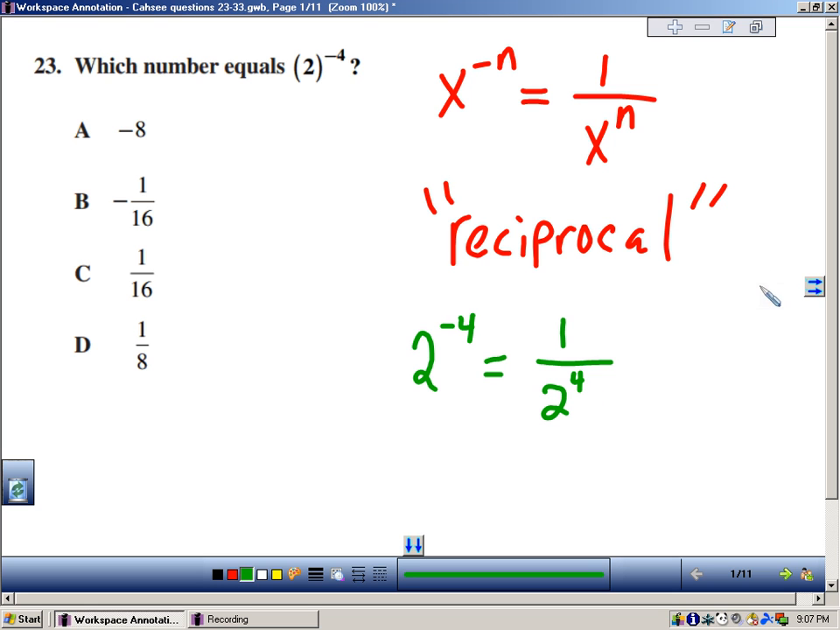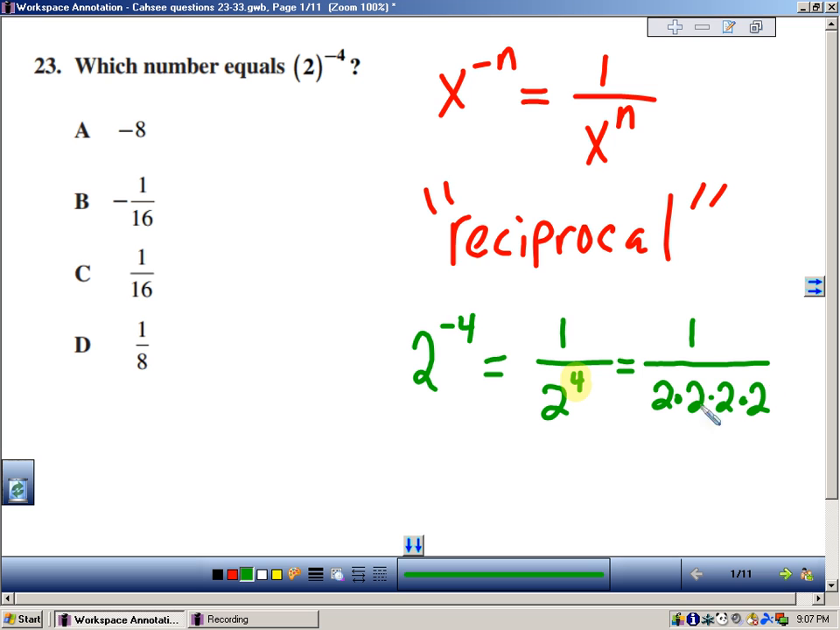So you see that trick there? Now, that's an important trick. Yeah, it's on the CAHSEE test, know it. So the 4th power, what that says is that you're taking the base, number 2, and multiplying 2 by itself 4 times. It is not 2 times 4. That's wrong. It is 2 times 2 times 2 times 2.